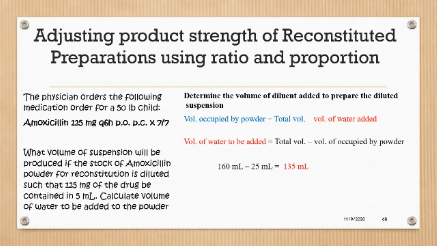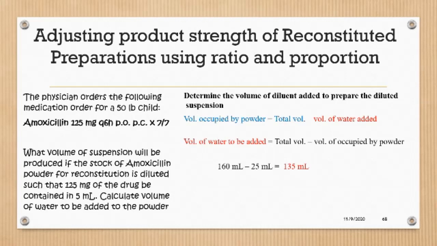So we determined that using the information on the stock bottle. The stock bottle says when we reconstitute, we add 55 mils of water to the powder and end up with 80 mils. So the powder occupies a volume of 25 mils. Once we know that, we can subtract that 25 mils from the 160, which is the final diluted suspension's volume, to get the total amount of water I need to add.